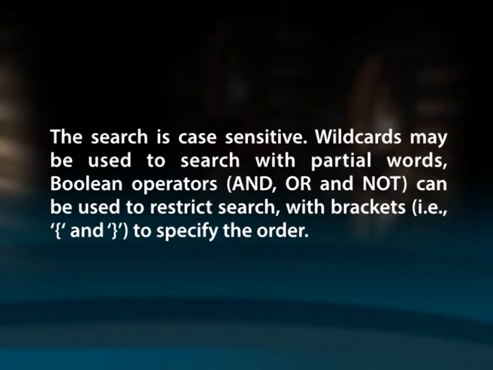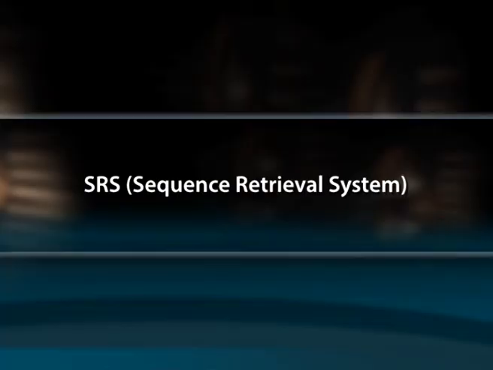Search by full text. The text search is the relatively new feature available on ProSite release 19.24. The search is case sensitive. Wildcards may be used to search with partial words. Boolean operators such as and, or and not can be used to restrict search with brackets such as the curly bracket and to specify the order. SRS or Sequence Retrieval System. ProSite offers two alternative search forms under this category.